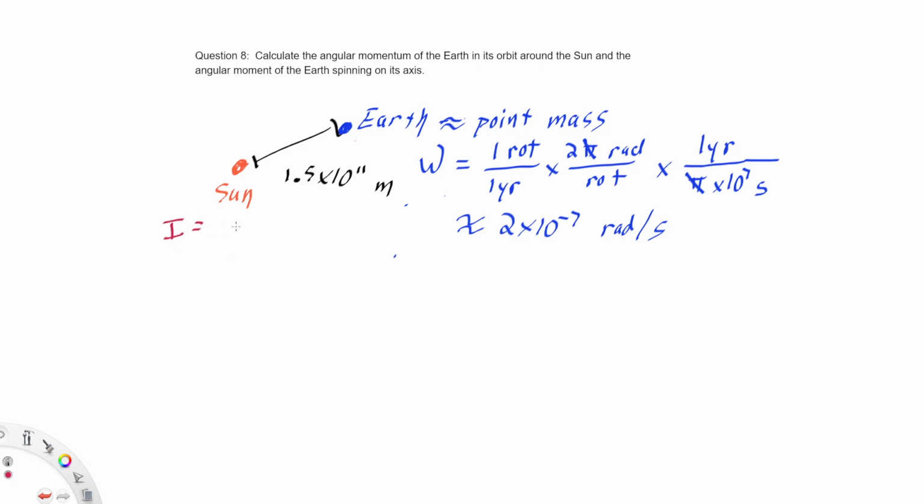The moment of inertia for the Earth around the Sun, right? So the moment of inertia for a point is just mr squared. So we just need to know the mass of the Earth. And everybody knows that it's 6 times 10 to the 24 kilograms.